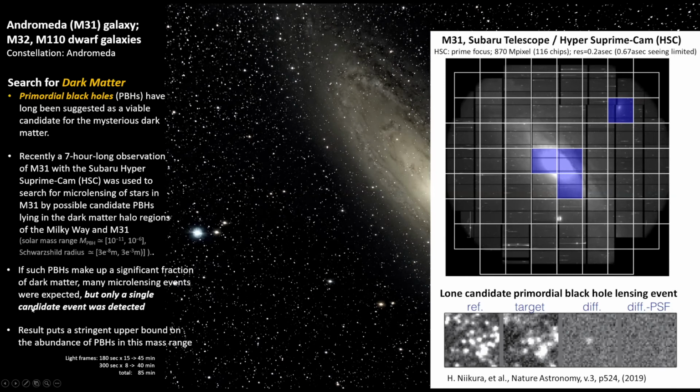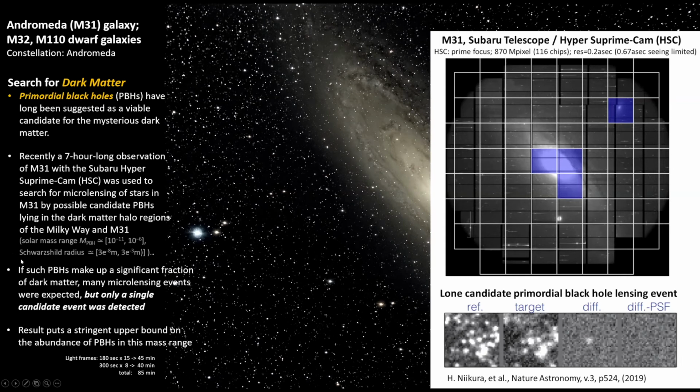But the bottom line is that they did not detect nearly as many of these events as they were expecting, and that result put a stringent upper bound on the abundance of primordial black holes in this mass range to explain the presence of dark matter in the universe.